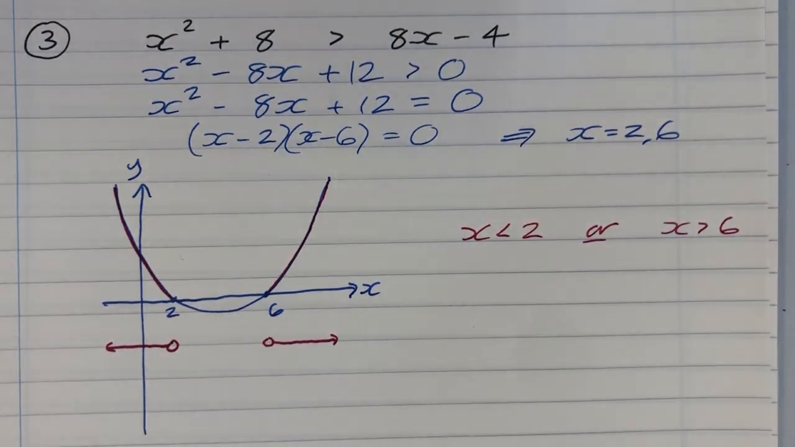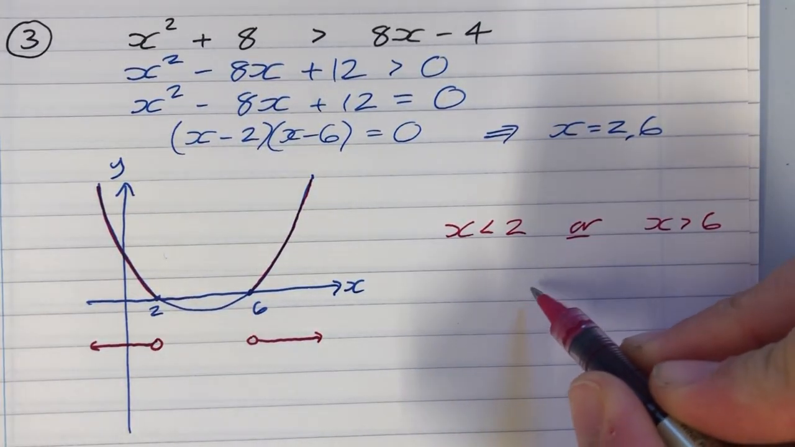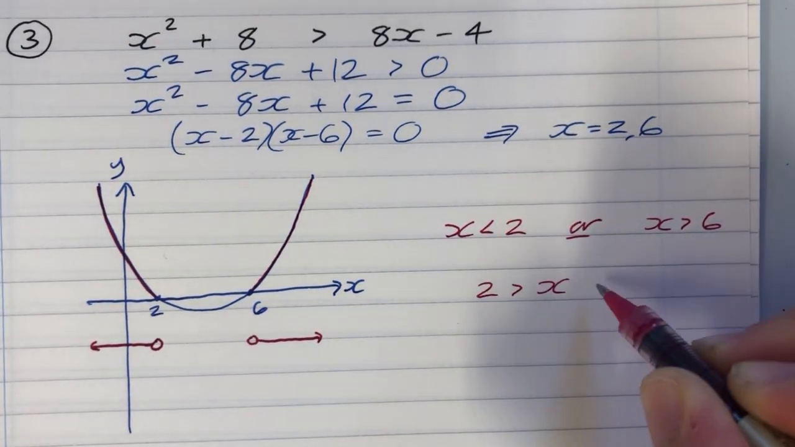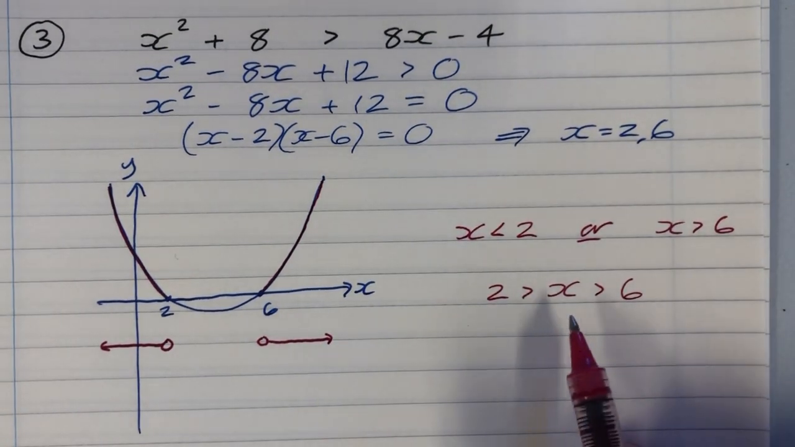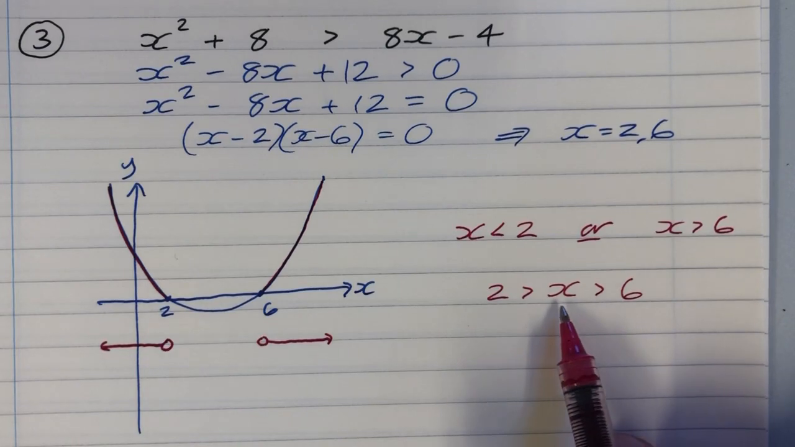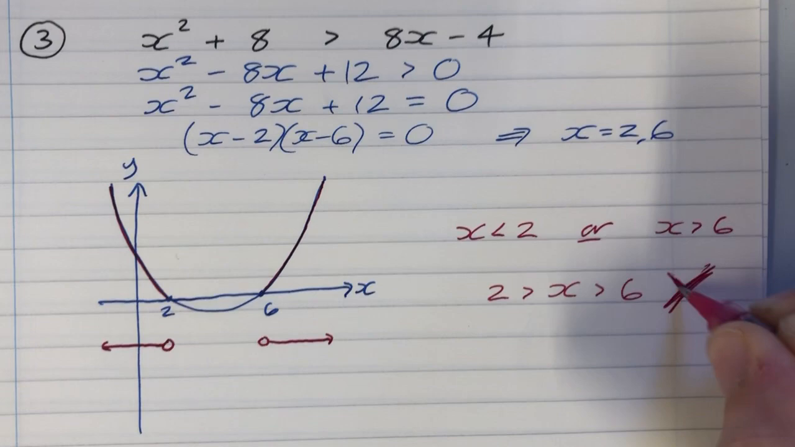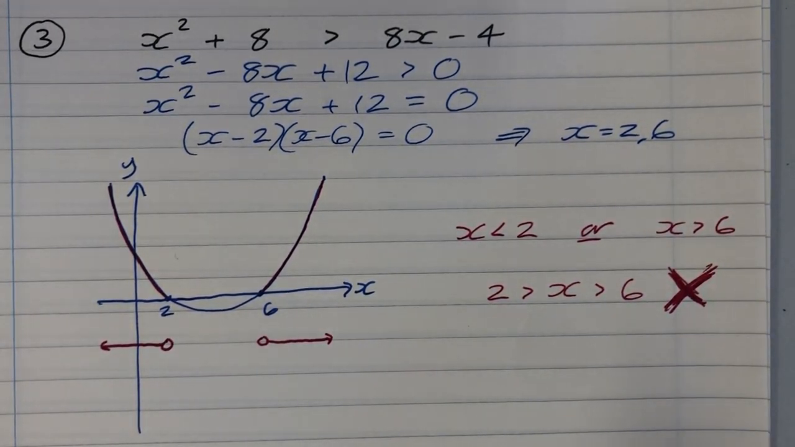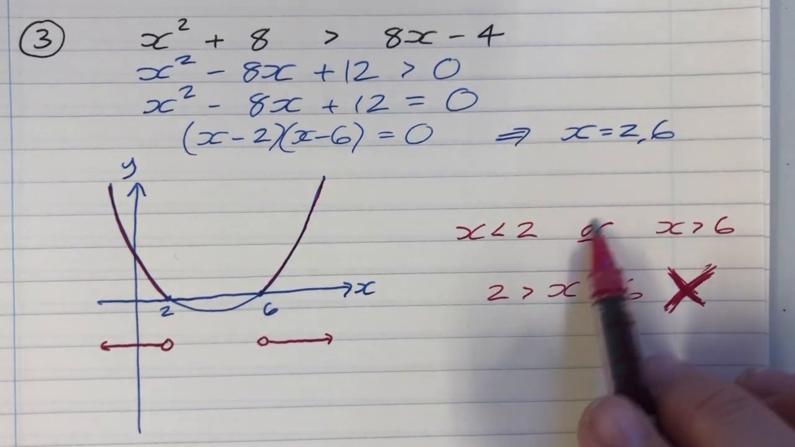And you've got to use the word or if you're going to write them as that. Do not write 2 is greater than x is greater than 6. Because there's no values of x which satisfy that, because x cannot be less than 2 and greater than 6. So do not write that. That is really bad, because that is an empty set. There's no numbers there. Okay, no numbers satisfy x is less than 2 and x is greater than 6. So you've got to write them as two separate inequalities and separate them with the word or.